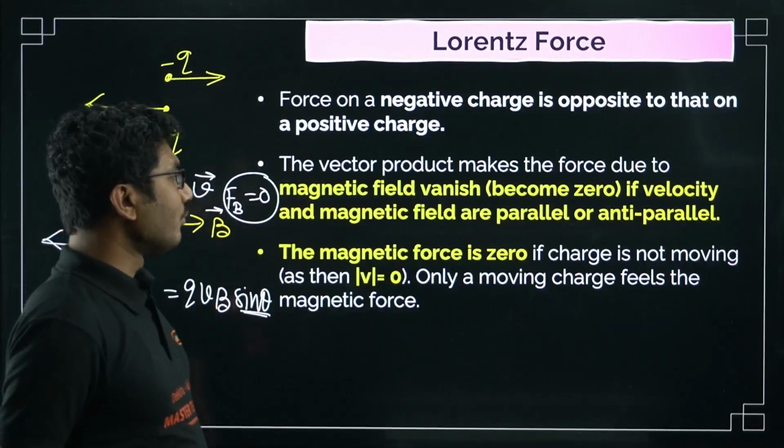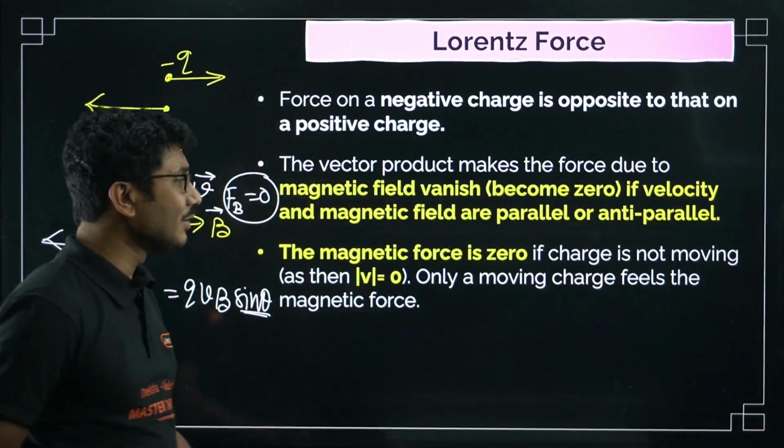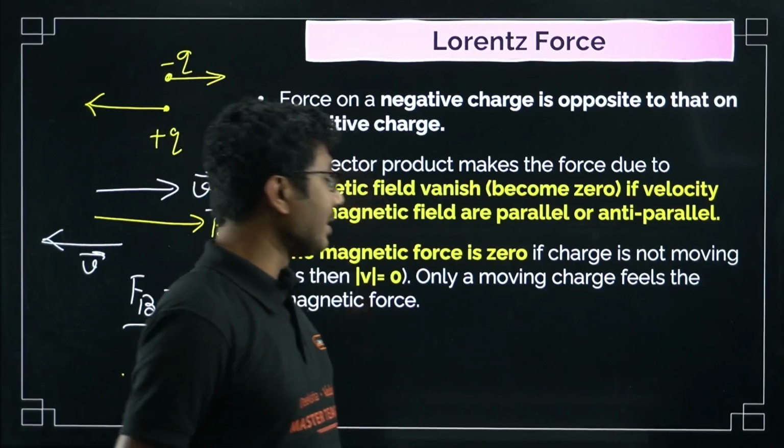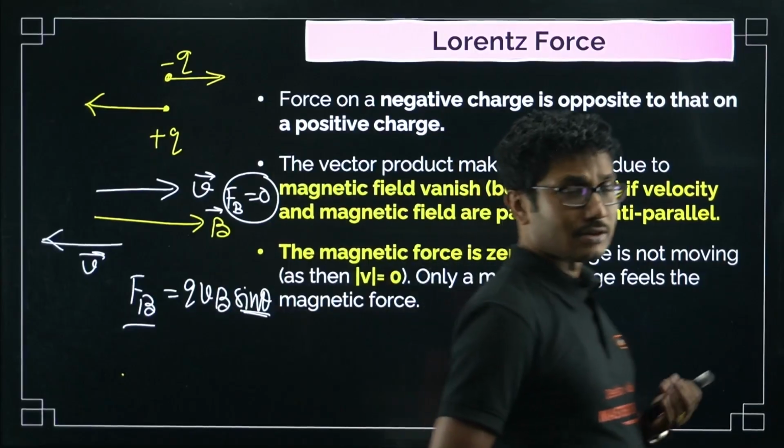The magnetic force is 0 if the charge is not moving, since velocity is then 0. Only a moving charge feels the magnetic force. If the charge is static, it does not feel any force.